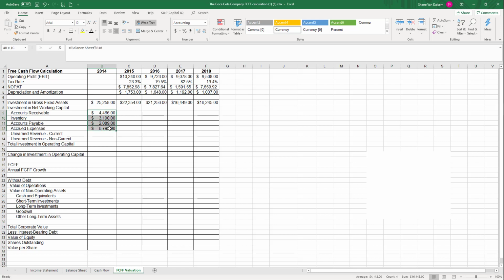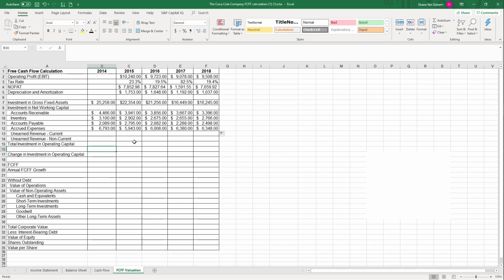grab these items and pull them all the way over. And then we can calculate the total investment in operating capital, which is going to be equal to our gross fixed assets plus our accounts receivable plus our inventory minus accounts payable minus accrued expenses. Then again, what I'm going to just do is drag that all the way over.